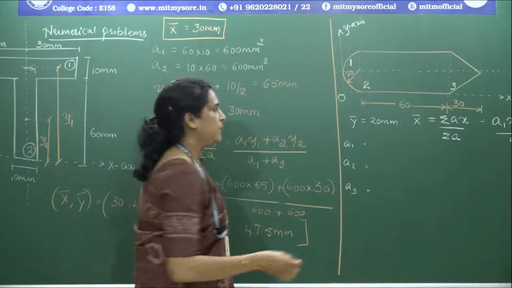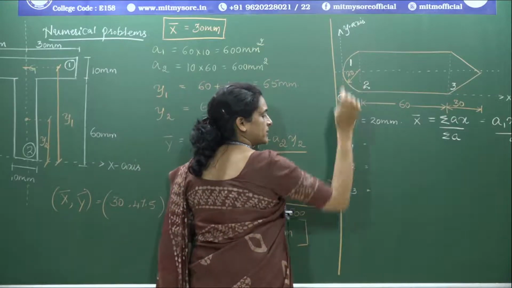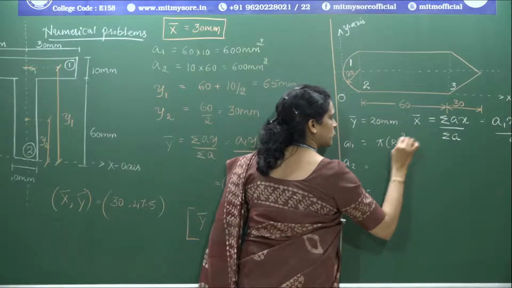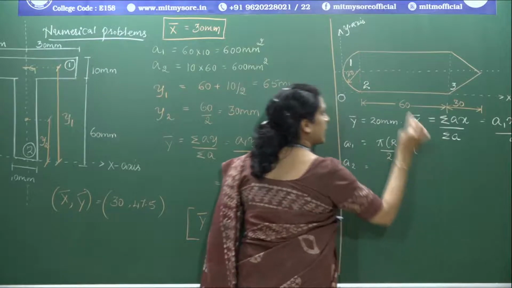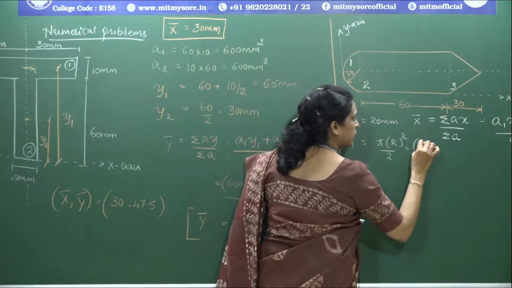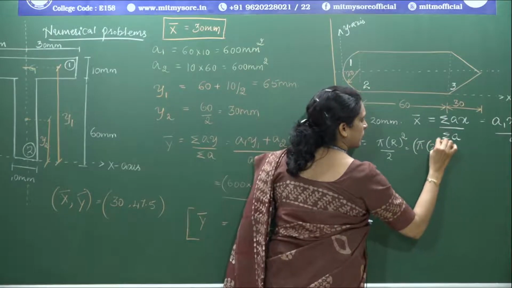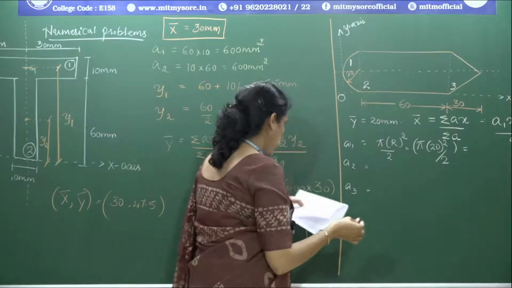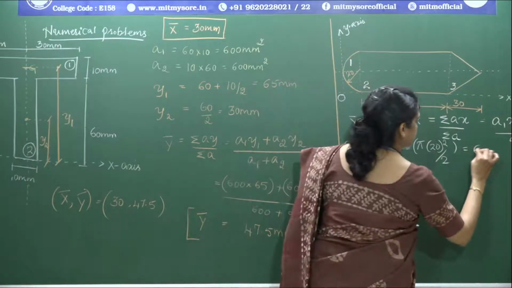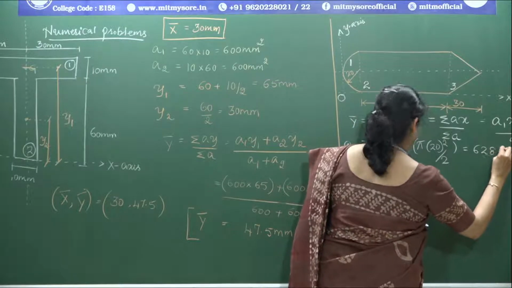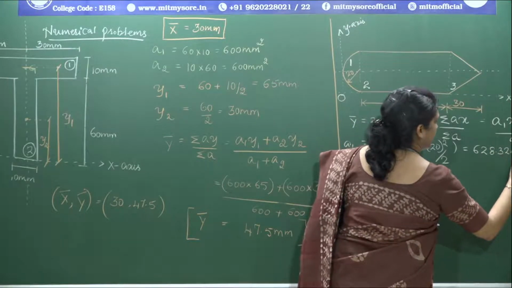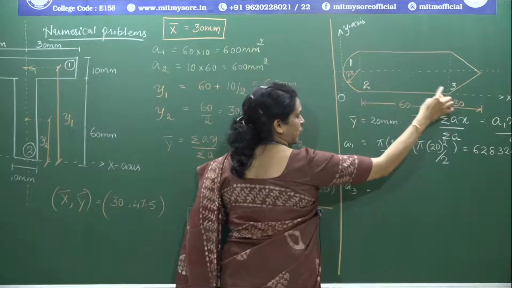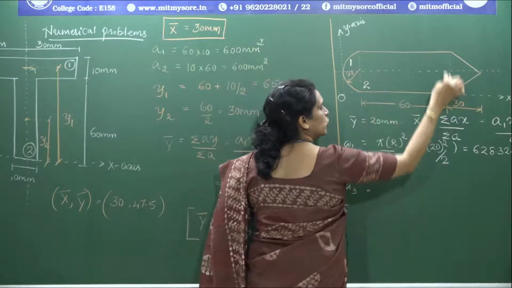So now we are supposed to find out all these areas individually. So what is the area of the first section? Since it is a semicircle, it is pi r square by 2. So radius is given as 20. So it is pi r square by 2. The value would come around 628.32 millimeter square.